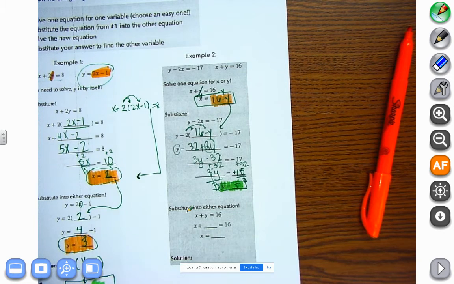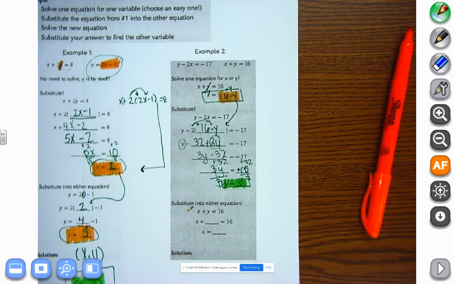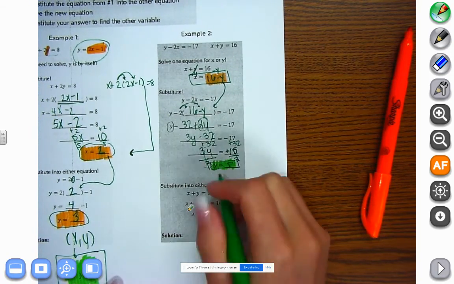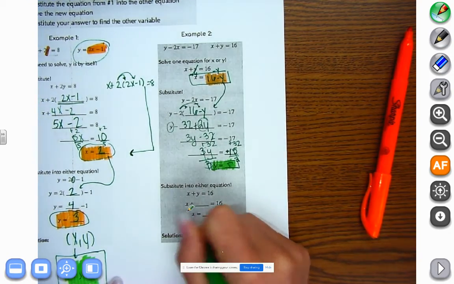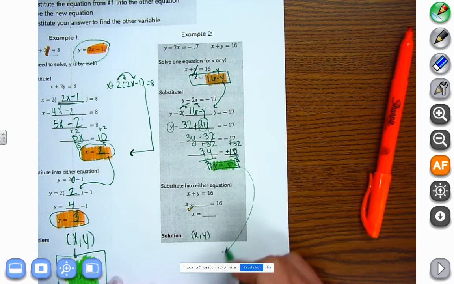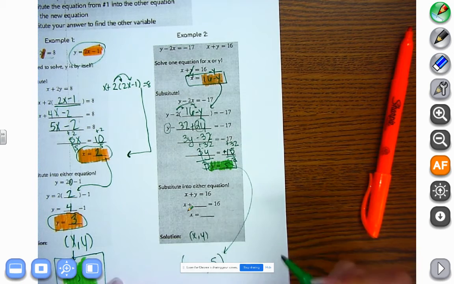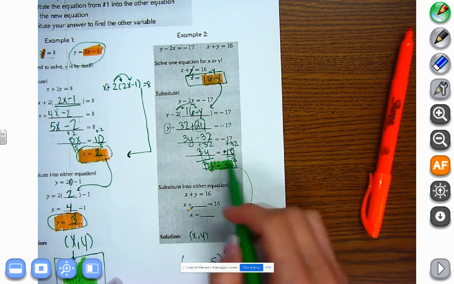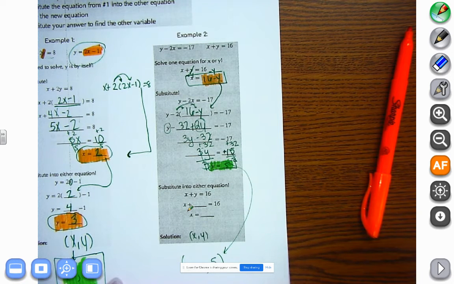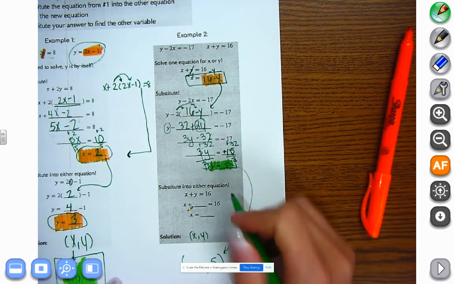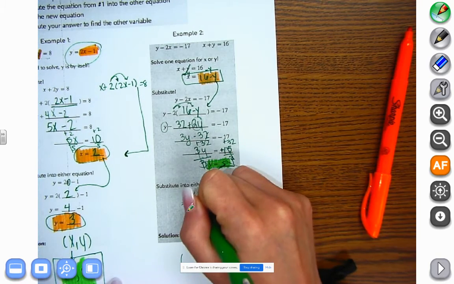We are not done. We still need that ordered pair at the bottom. And to make it a little bit simpler for you, once you find one of your coordinates in your xy for your solution, you can just write it in. So we know y is 5, so we can put a 5 there. We know we need to solve for x, okay? Let's substitute our y equals 5 into the other equation, x plus y equals 16, in order to solve for x now. So we're going to put this 5 right here.